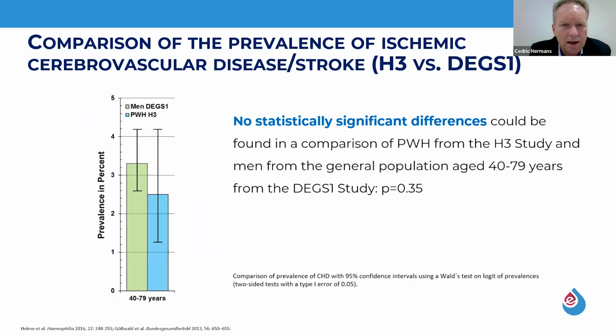And if we now look at the prevalence of ischemic cerebrovascular disease, stroke, by contrast with ischemic heart disease, no statistically significant difference was found in that study. So clearly, the observations that you make might be different depending on the cardiovascular outcome that is analyzed in these studies.